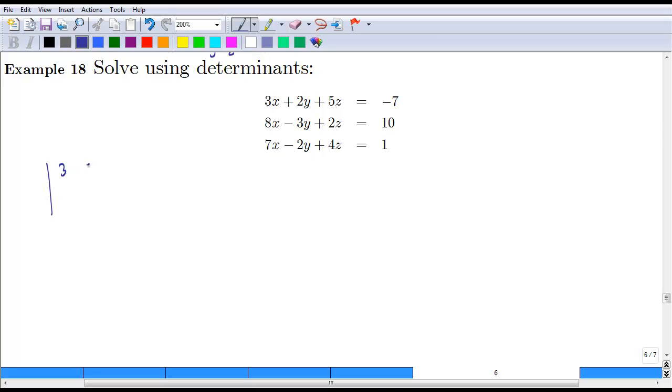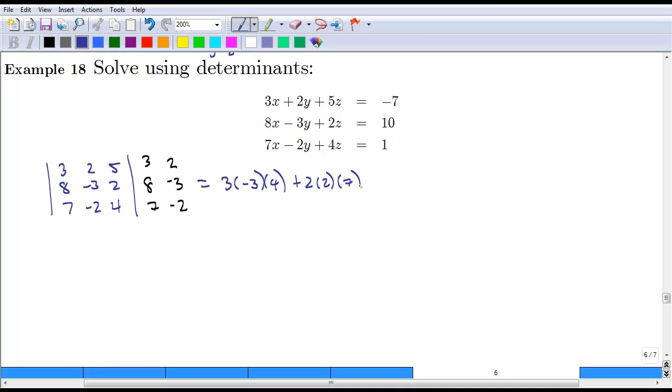We have 3, 2, 5, 8, negative 3, 2, 7, negative 2, 4. Again, this is a 3x3 system of equations, so we're going to repeat those first two columns. So 3, 8, 7, 2, negative 3, negative 2. Now, if we go through, the diagonals going down are going to produce 3 times negative 3 times 4, plus 2 times 2 times 7, plus 5 times 8 times negative 2.